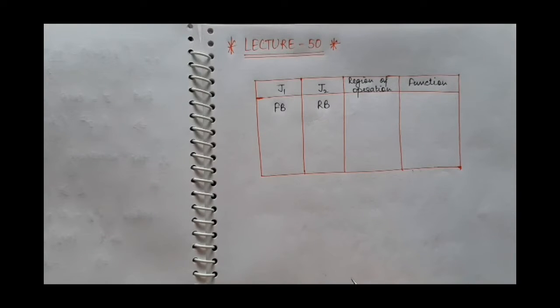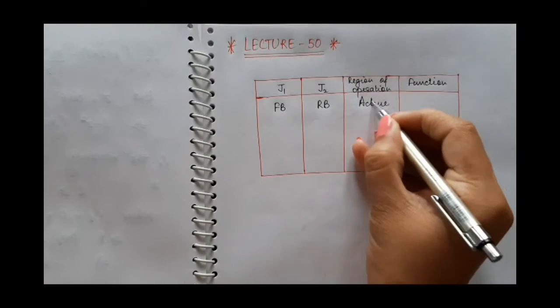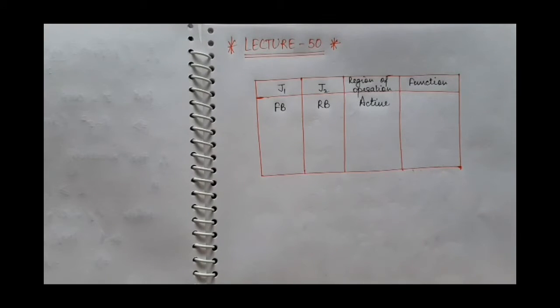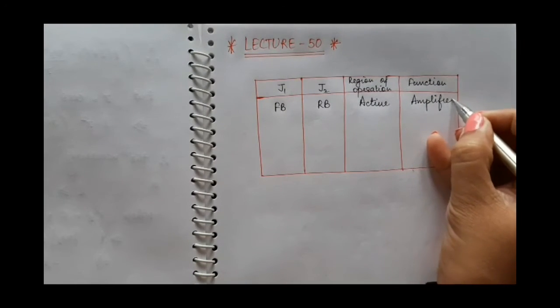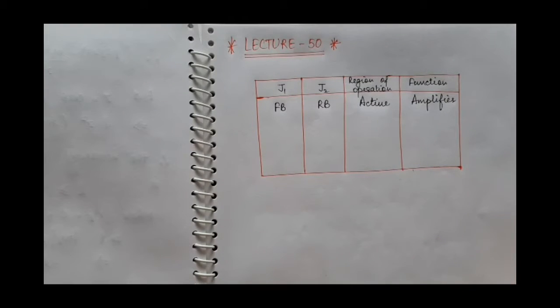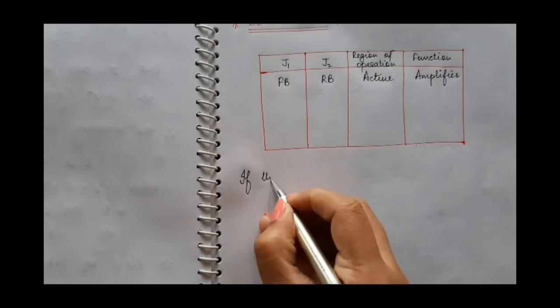Then it is said that the transistor works in the active region. The region when J1 is forward biased and J2 is reverse biased is known as the active region, and at that time the transistor works as an amplifier. So there will be amplification of the signal when J1 is forward biased and J2 is reverse biased. We can see how.